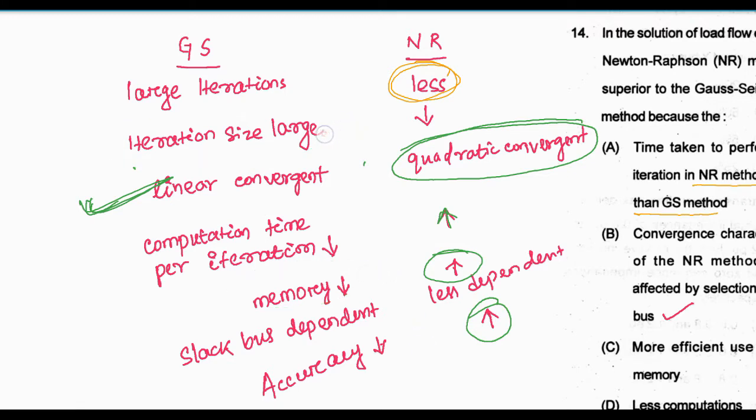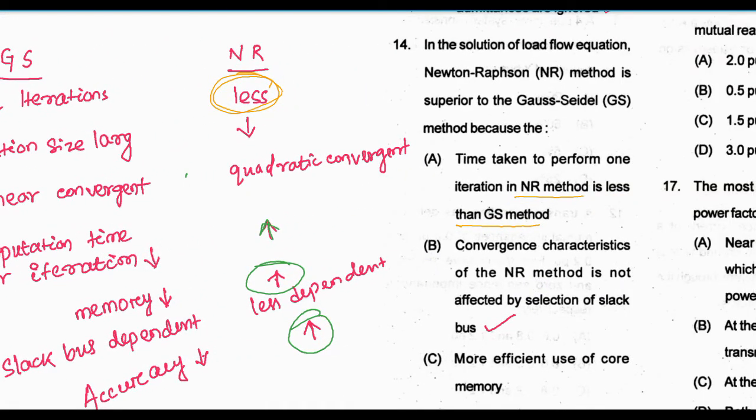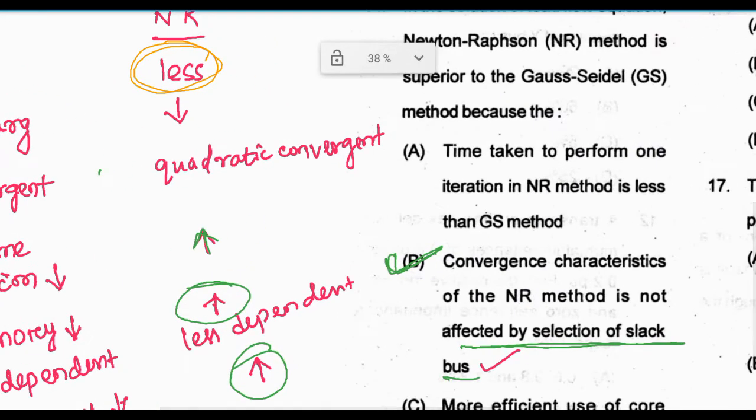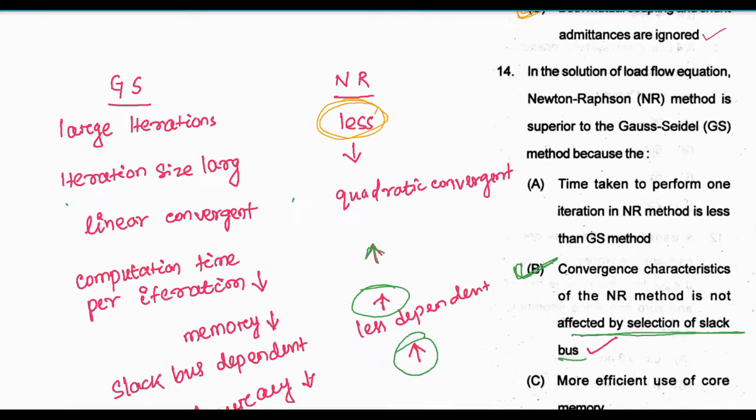So now we will answer the question. Why are we considering Newton-Raphson method to be superior to Gauss-Seidel method? Because the convergence characteristic of Newton-Raphson method is not affected by, or rather is less affected by, the selection of slack bus. So here the answer is option B. Now why A, C and D are not answers. Time taken to perform one iteration in Newton-Raphson method is less than Gauss-Seidel method. This is not true, because the computation time in Newton-Raphson method is higher than that of Gauss-Seidel method.